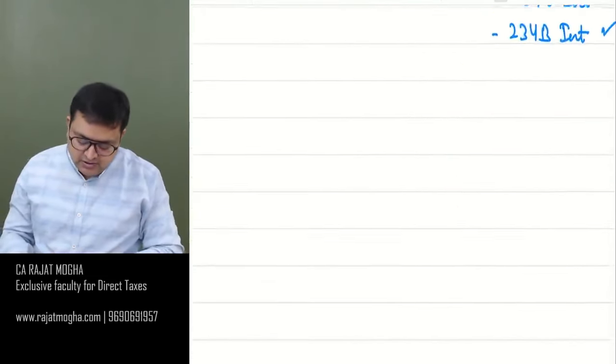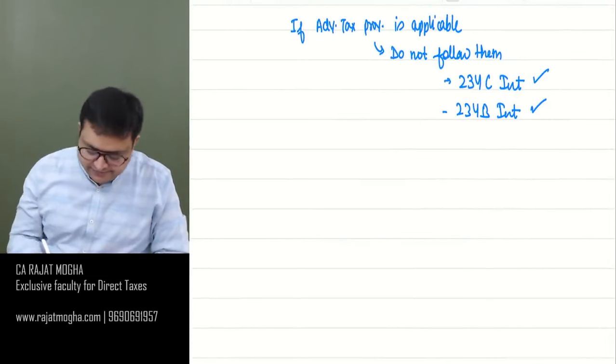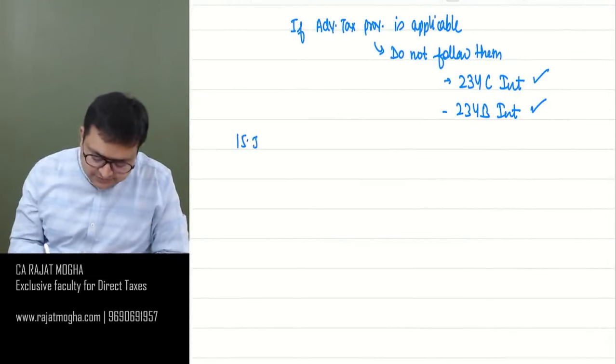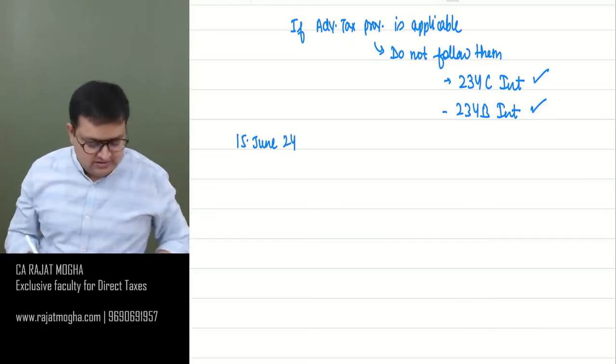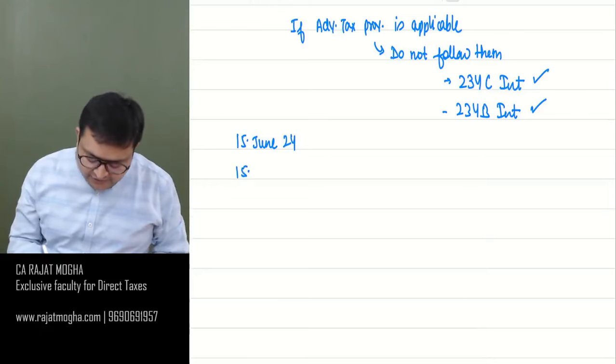Now, if it is applicable, then every quarter, in the previous year, for our year, 15th June 24 is the first installment. Then 15th of September 24, 15th of December 24, and 15th of March 25.